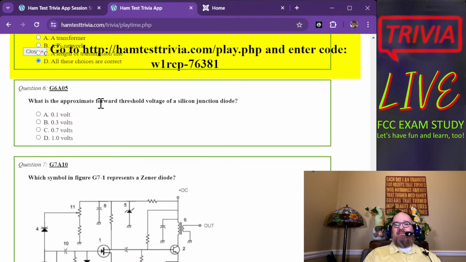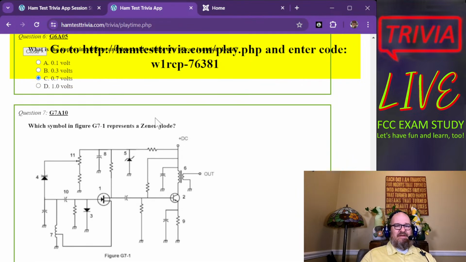What is the approximate forward threshold voltage of a silicon junction diode? Now, I will be teaching this in my classes next week, because LEDs can be anywhere between 1.5, 1.7 up to about 3 volts for a regular LED. But diodes of the silicon type are 0.7 volts. We use those in guitar effects too for different clipping styles. There's another one, the name slips my mind right now, but that one's out there. Alrighty.